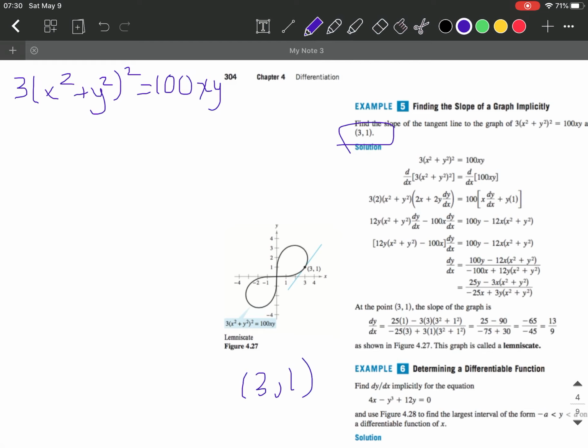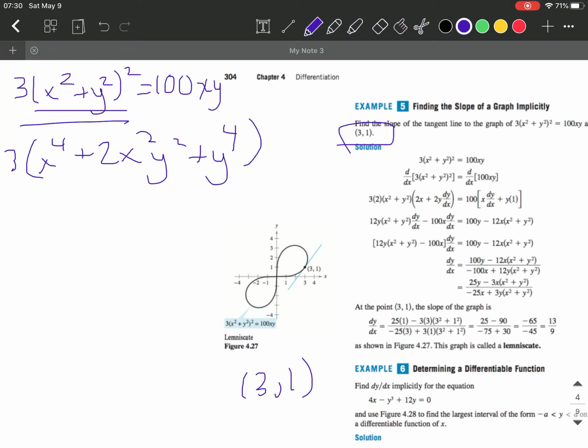Okay, so the first thing I would do when possible is expand this to try to get it into a polynomial, with different terms. So I would FOIL that, and that would give me x to the 4 plus 2x squared y squared plus y to the 4. And then I would distribute the 3: 3x to the 4 plus 6x squared y squared plus 3y to the 4. And on the other side, I would have 100xy.